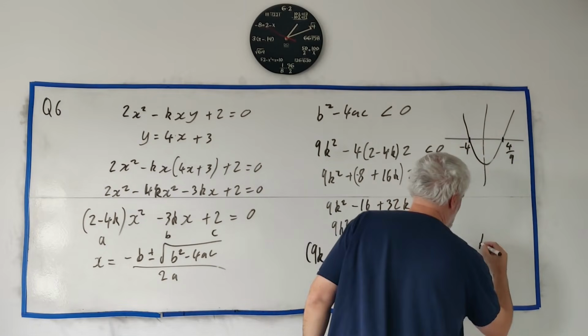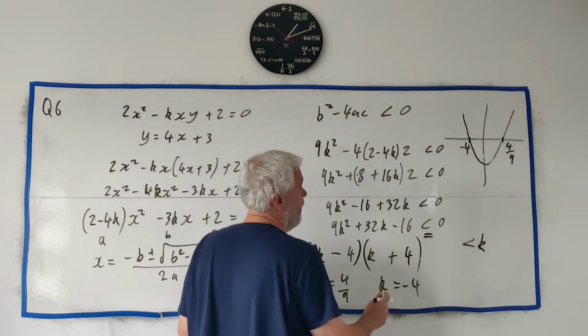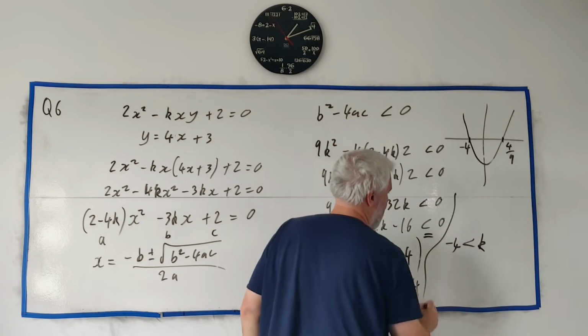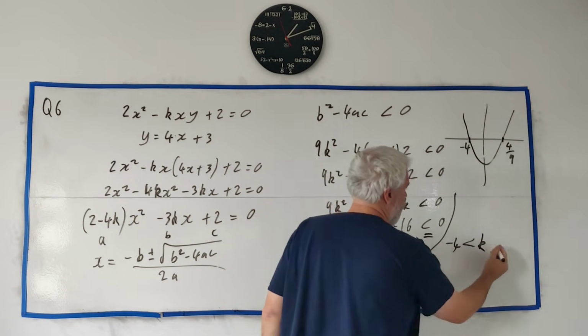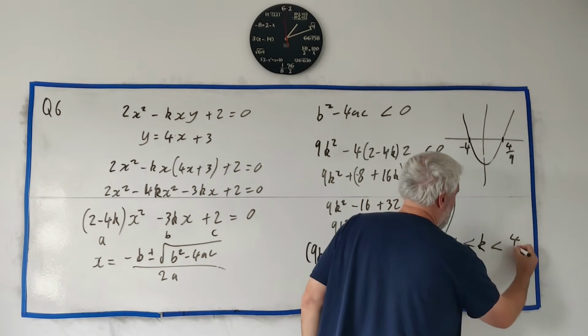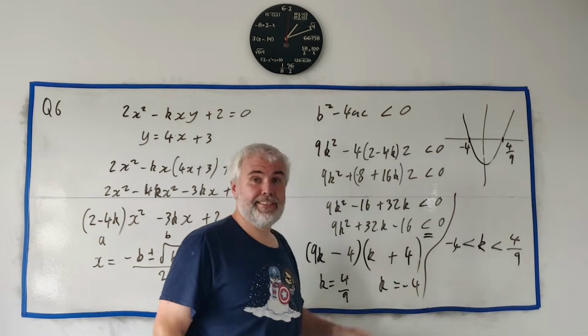So I'd write that like when k is bigger than minus 4, or let me just put a line there, is when it's bigger than minus 4 and when it's less than 4 over 9. That's the answer to that question.